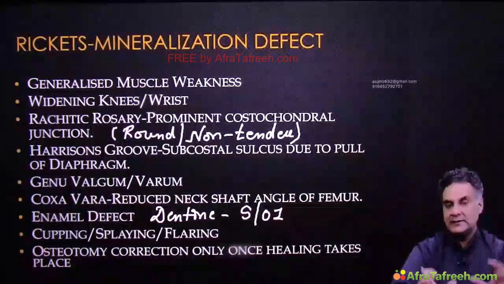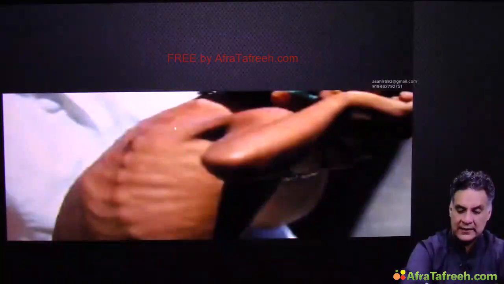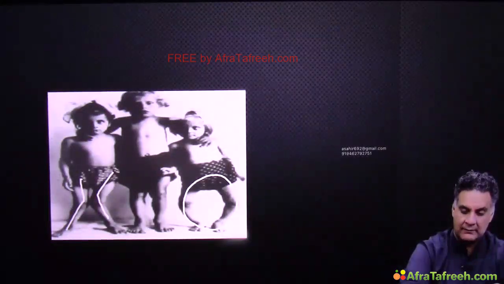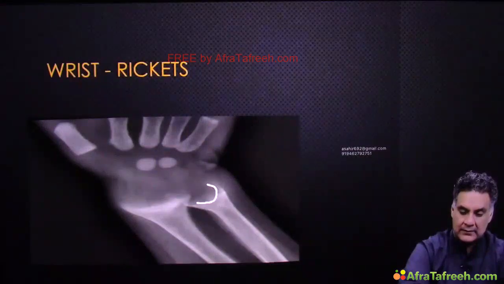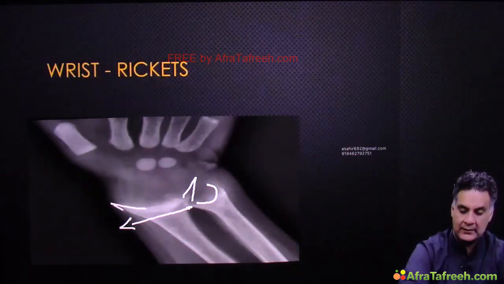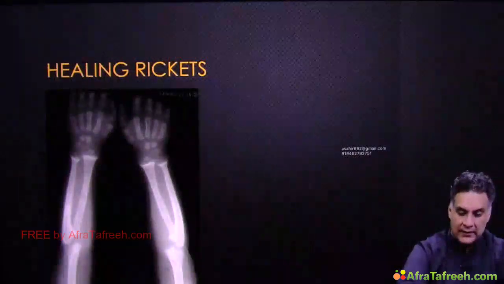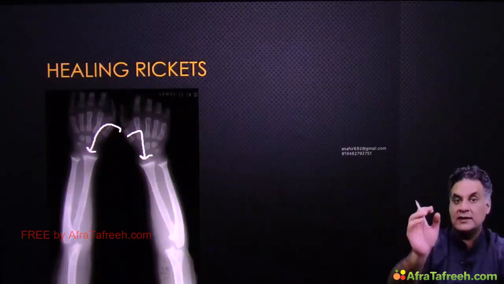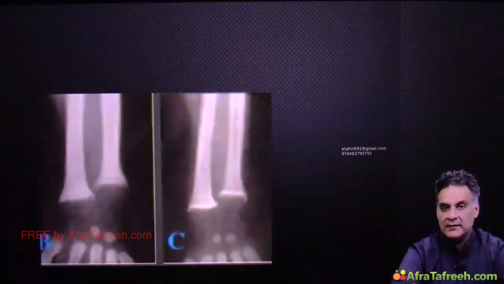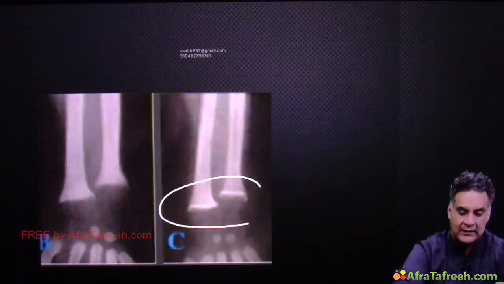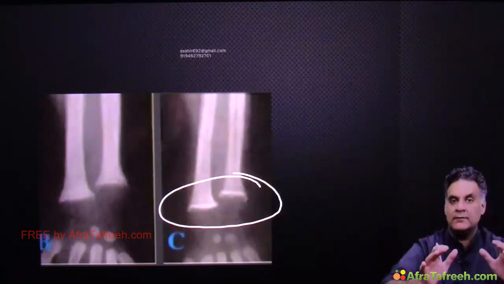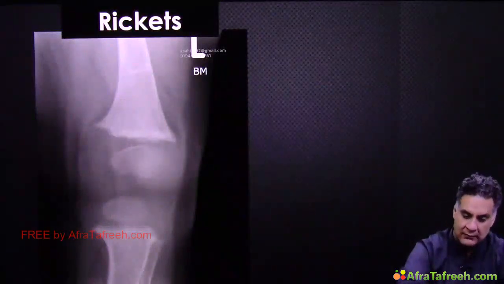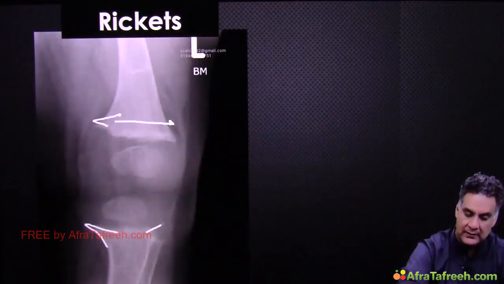When you look at rickets, this is the rachitic rosary that we spoke about. This is the genu valgum or genu varum. Cupping, splaying, flaring. You treat it with calcium and vitamin D and you will see a white line of Frankel. White line of Frankel is classical of scurvy, also seen in healing rickets. So out of B and C, C is healing because you see the white line, and the cupping, splaying, flaring have also gone down. This looks hazy. This looks more focused. In rickets, there is widening. There is flaring.